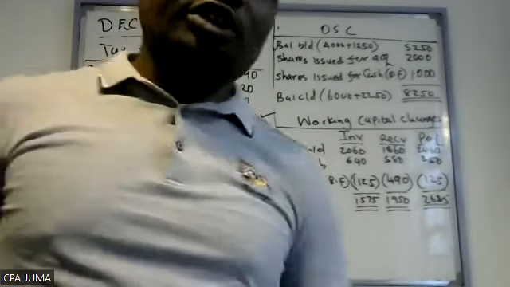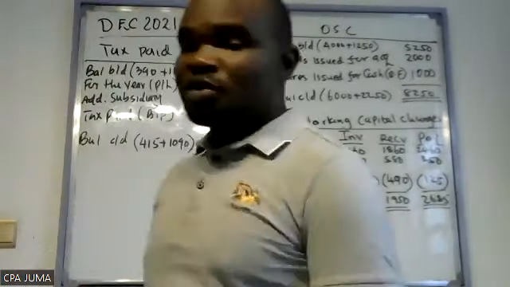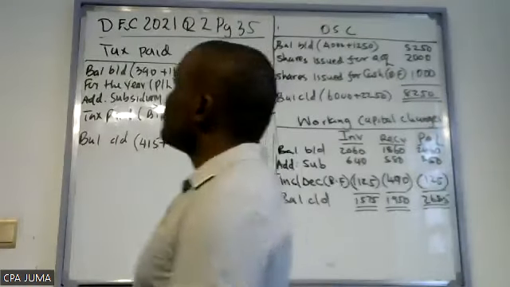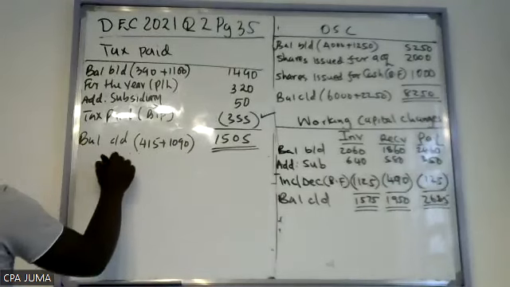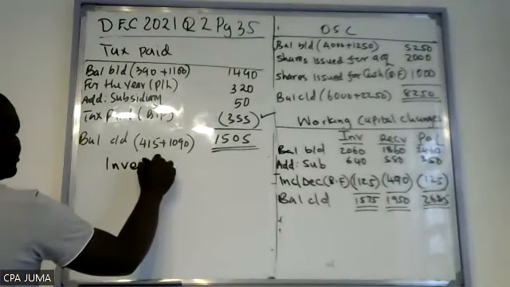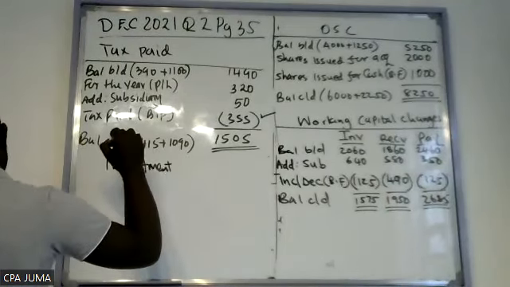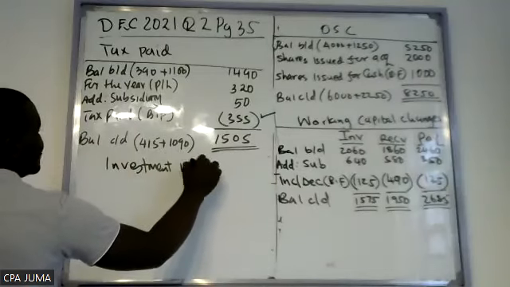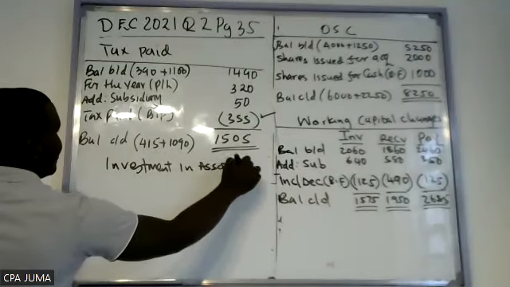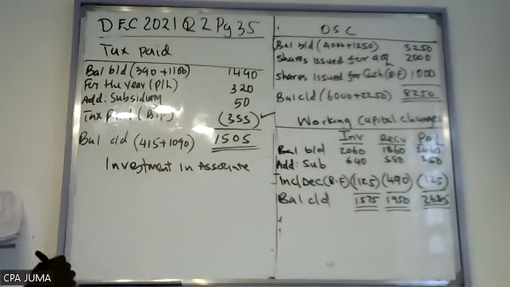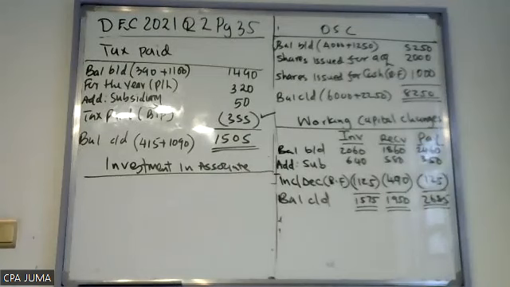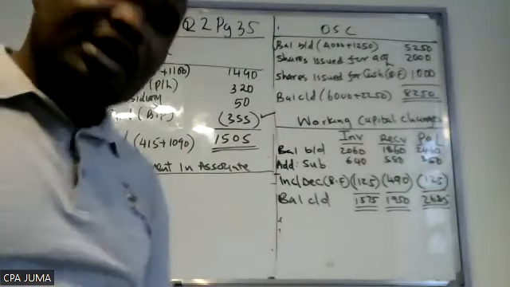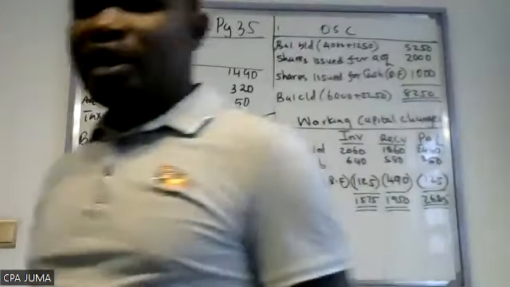Last but not least, we find the investment in associates. That one you can even do before. So right there, investment in associates, that's our last working. I want to get dividends. Investment in associates is a working which you utilize to get dividends.